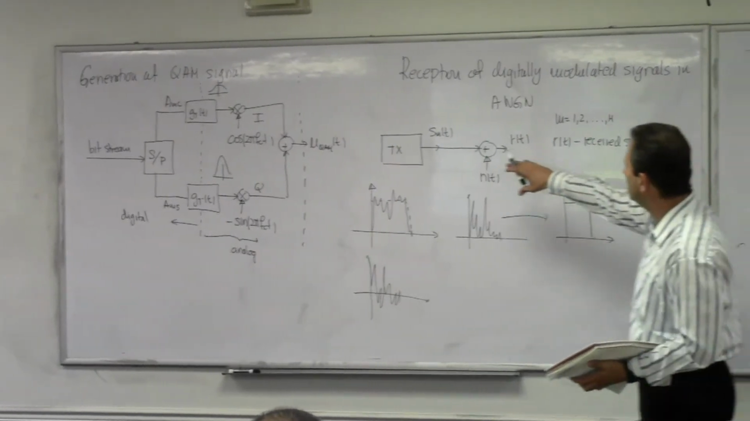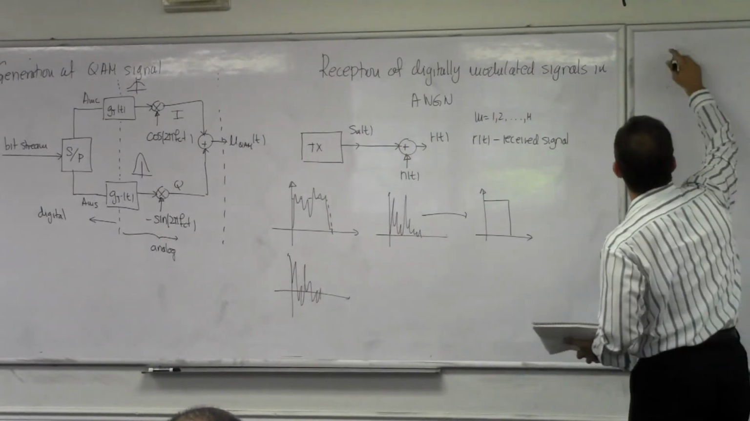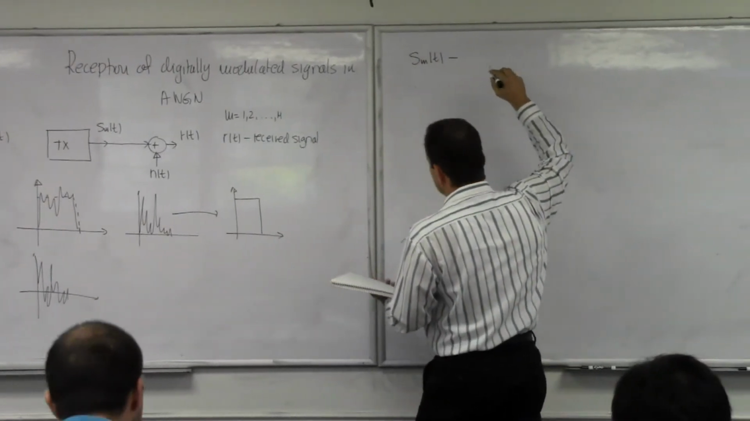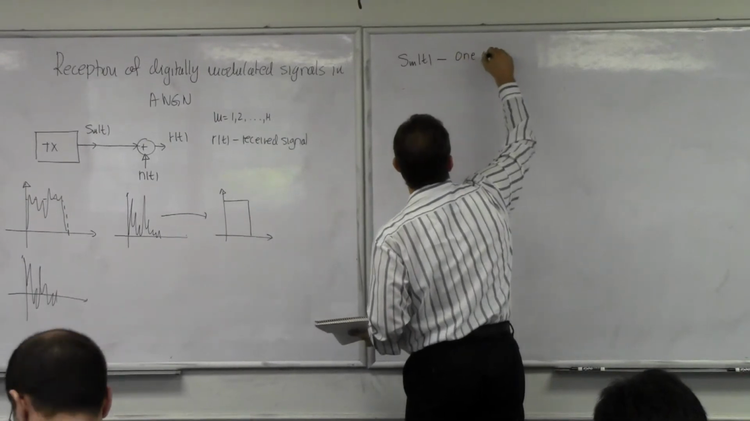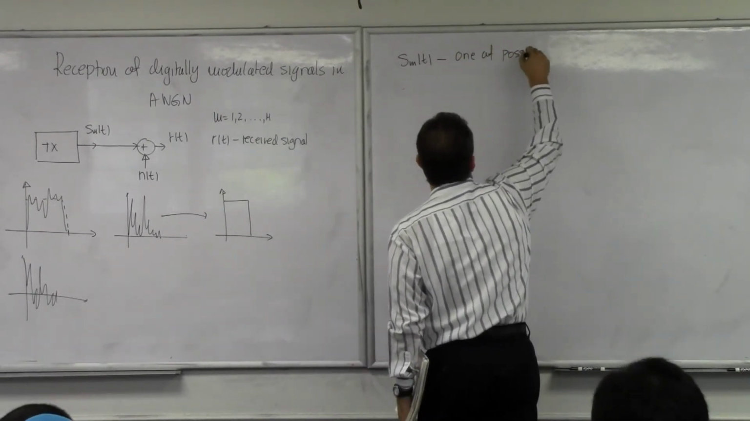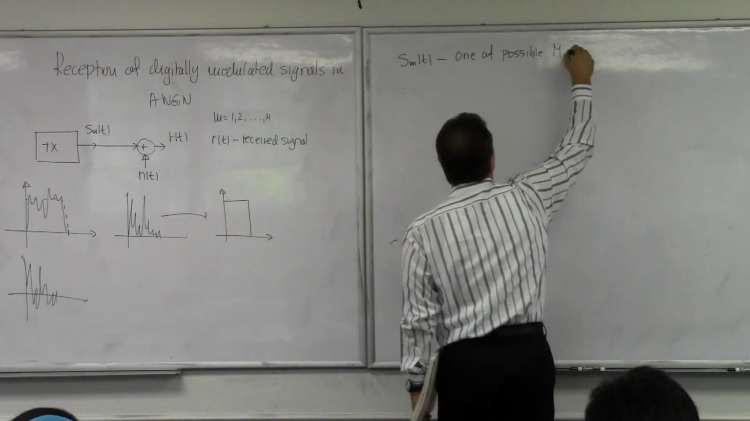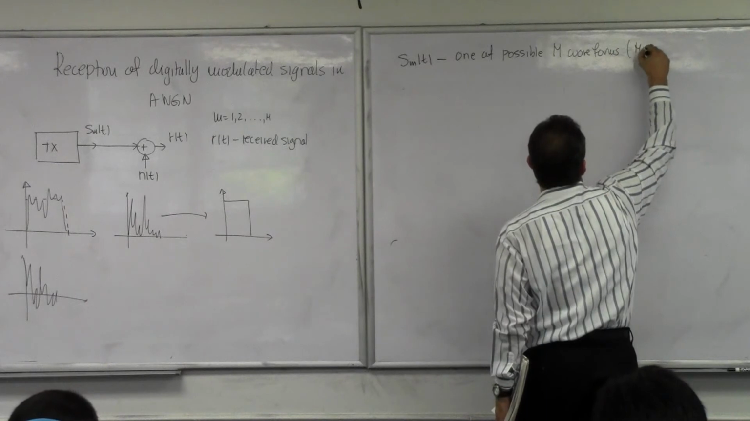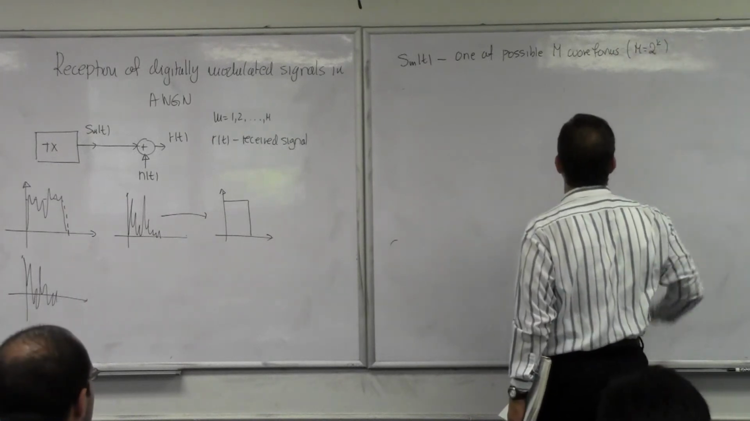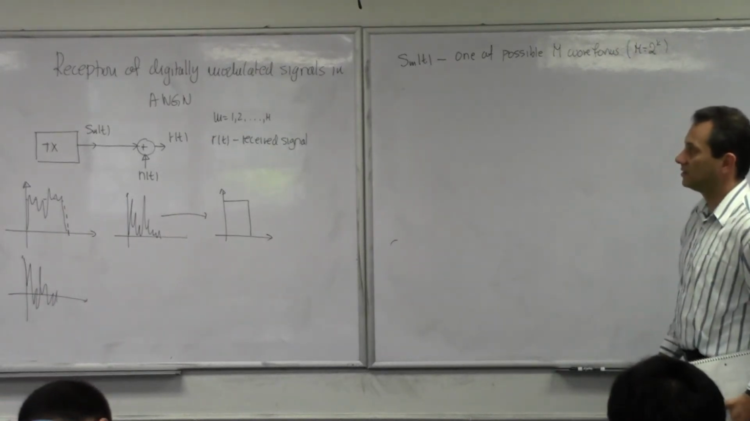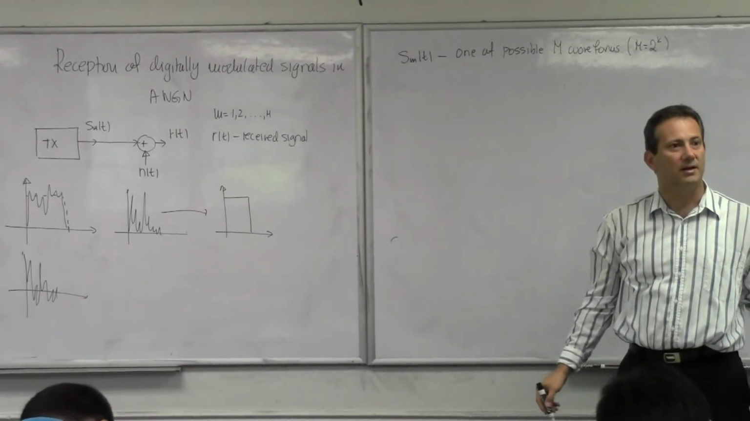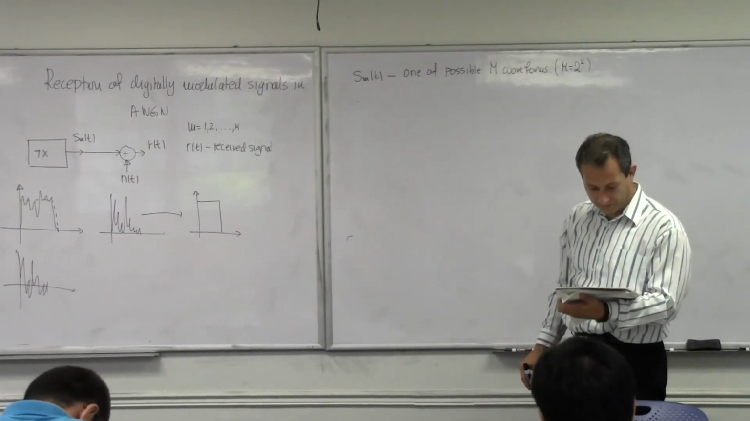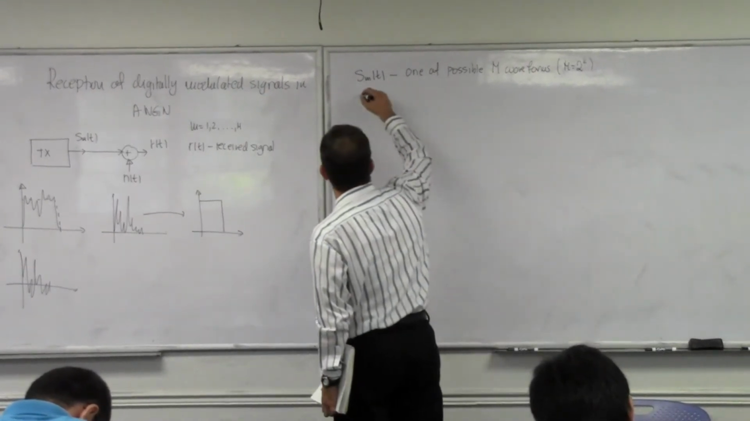Let me spell out what some of these things are here. S_m(t) is one of the possible m waveforms. In most systems, m is some power of 2, 2 to the k. The reason is practical, because we usually start from binary data and then we map a certain number of bits to a single symbol.